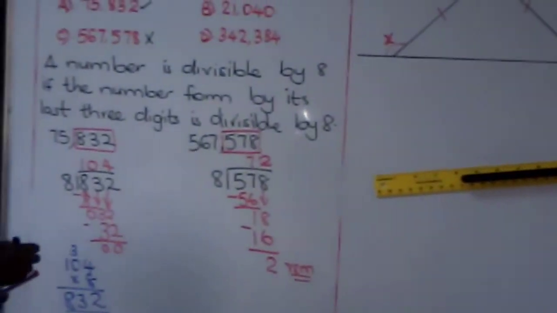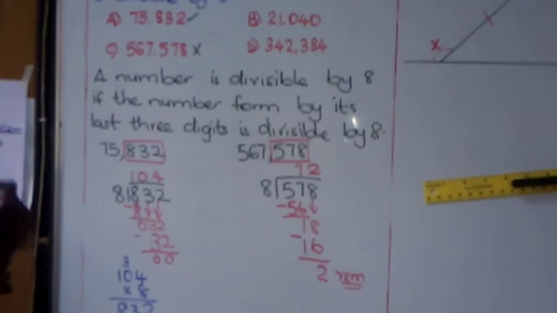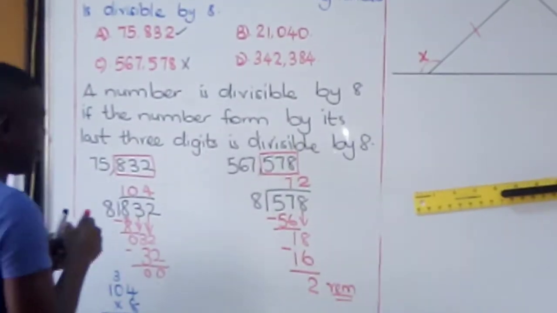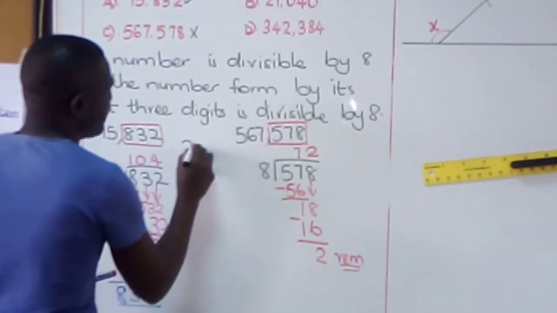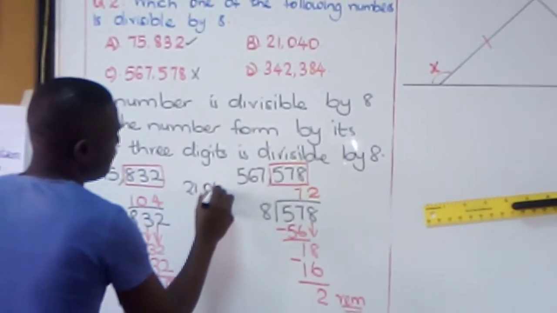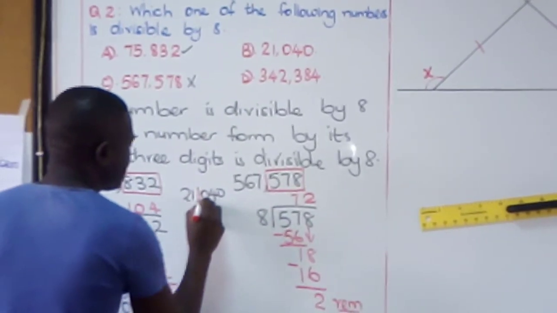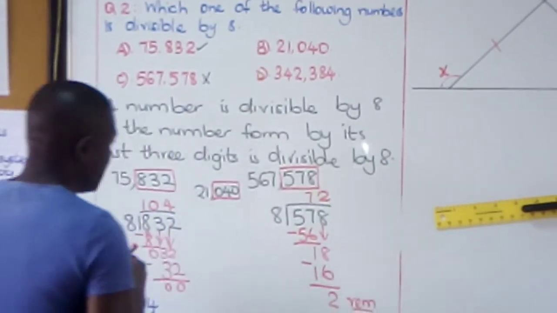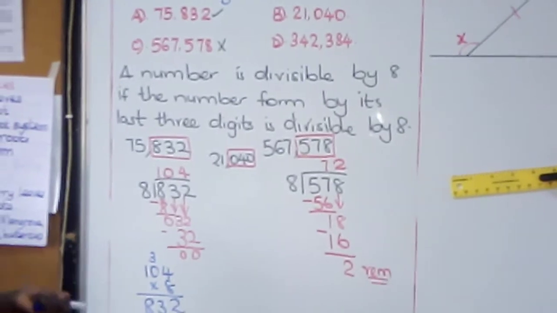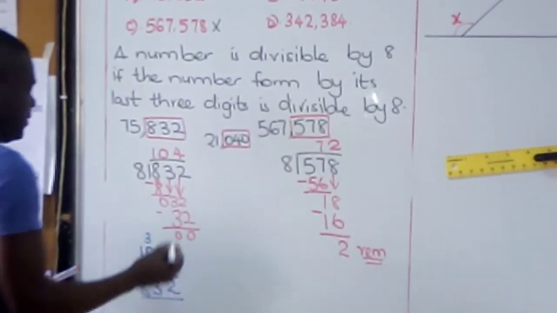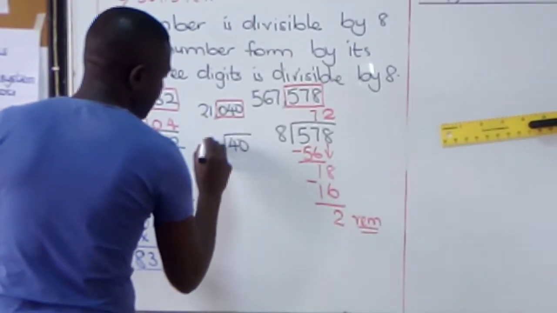Boys and girls, you need to do all the tests. Now let's look at B. The number is 21,040. Let's look at the last 3 digits of that number. It's 040. How do we write 040? 040 is 40. So we divide 40 by 8.